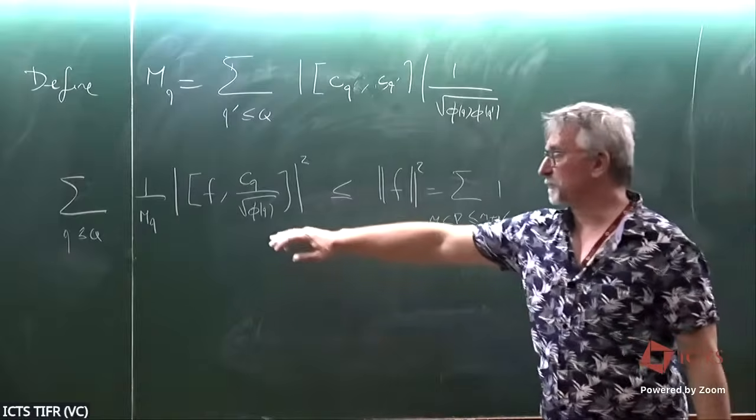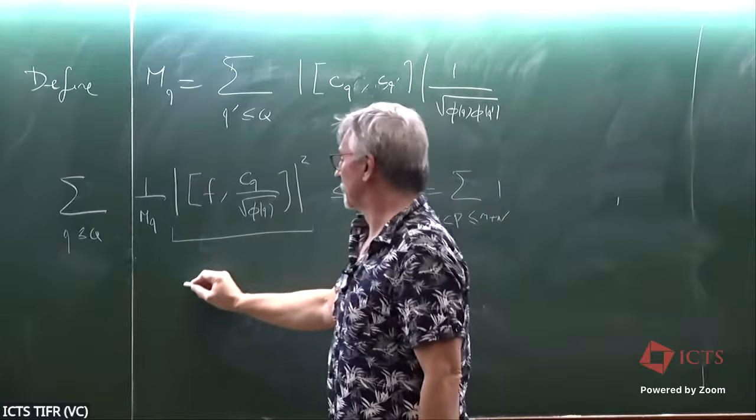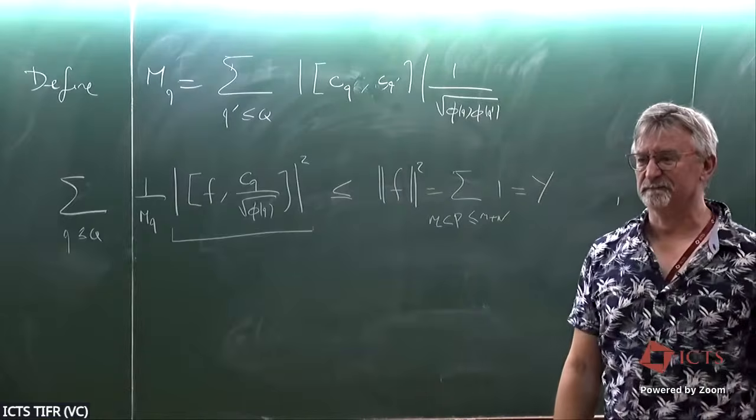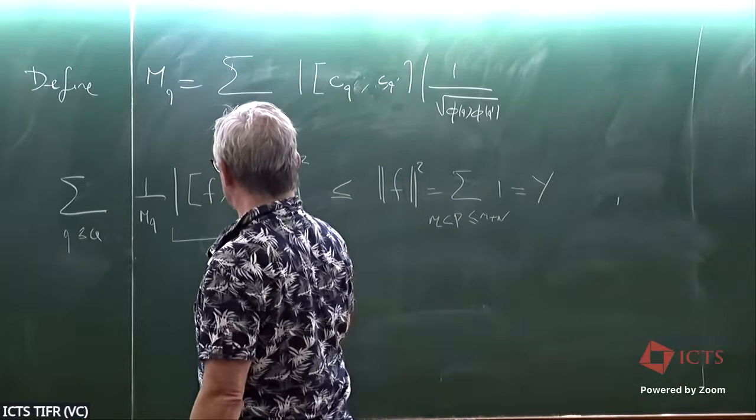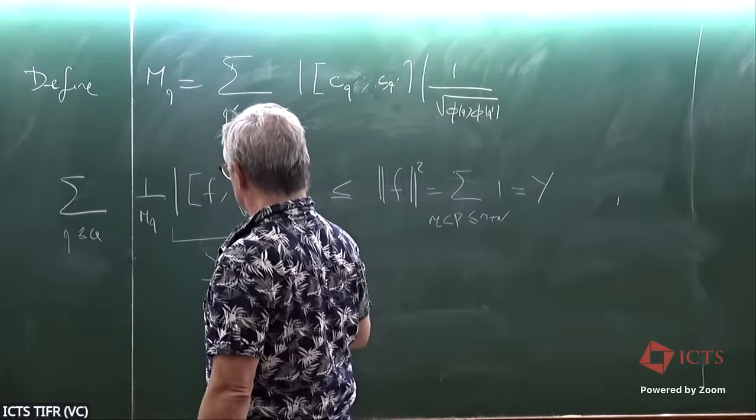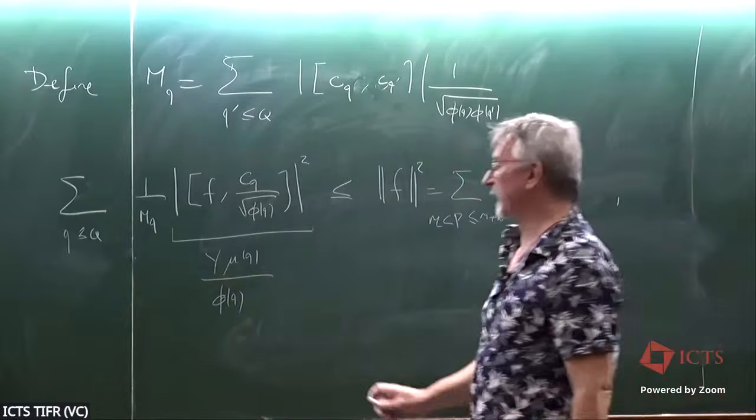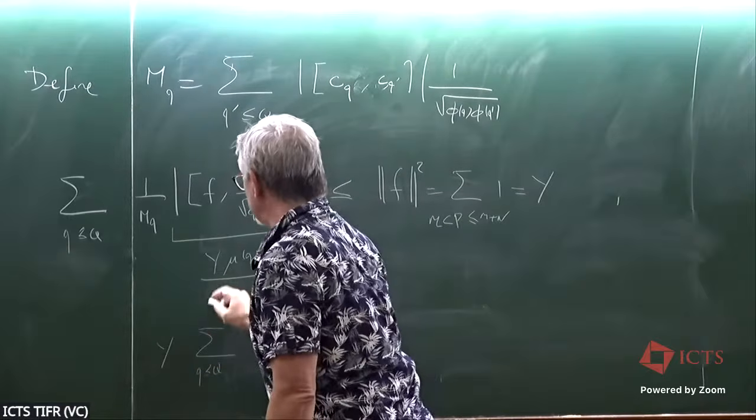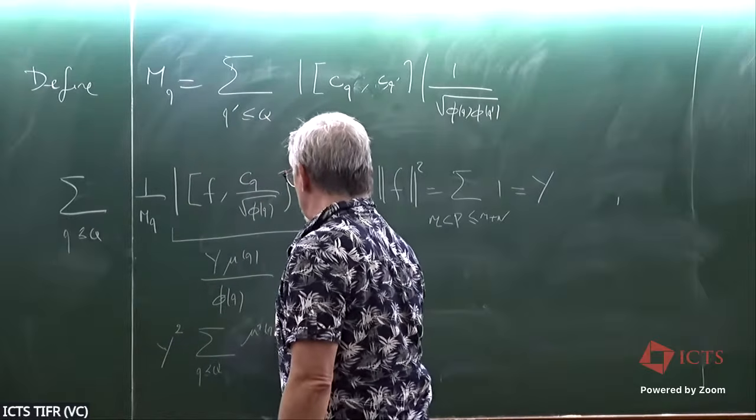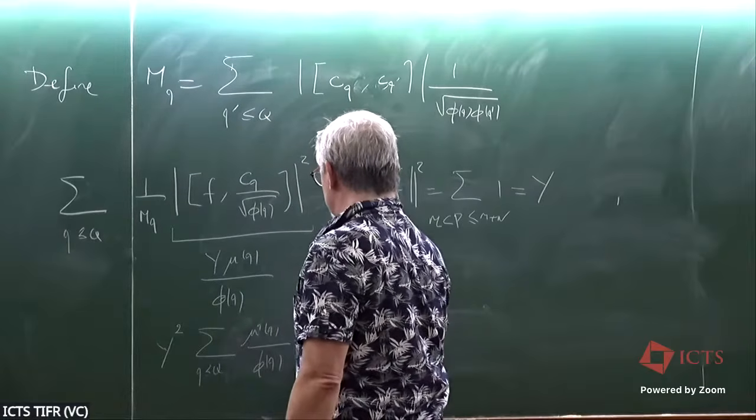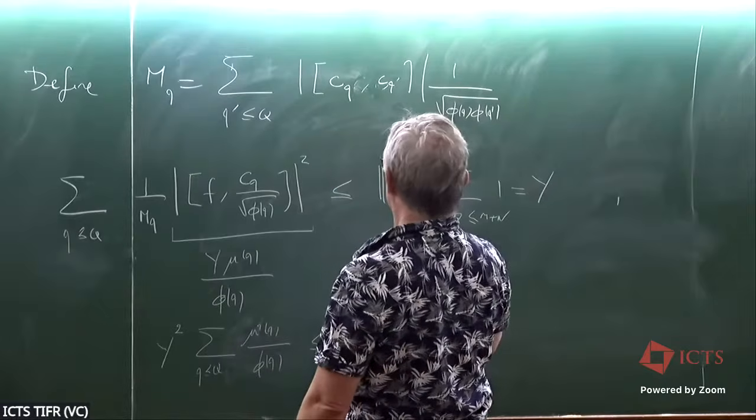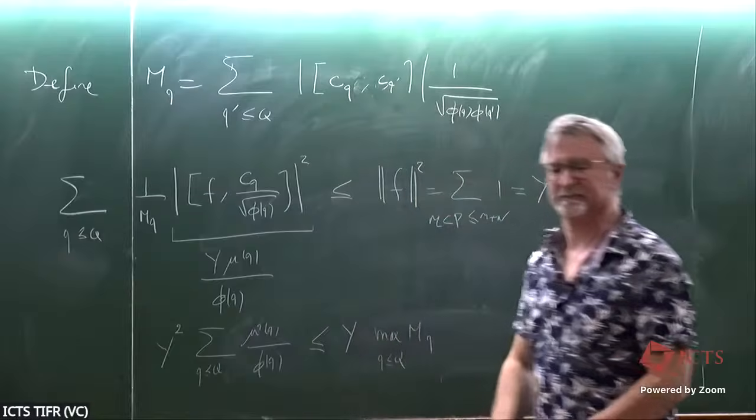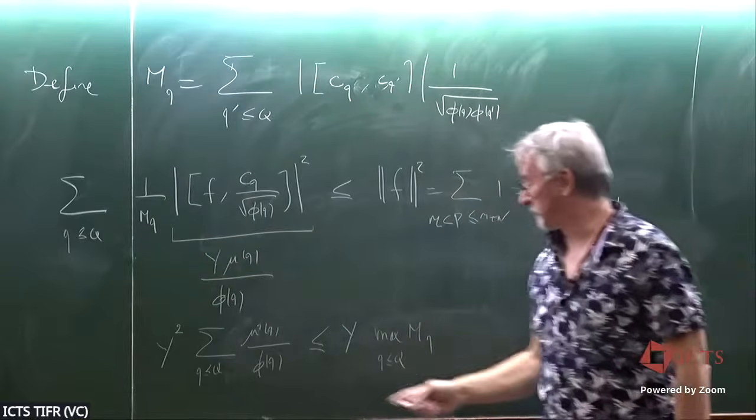But this one, we've just computed. Let me give a name to it. I made a mistake with my Z, so let me call it Y. So this one is equal to Y mu of Q upon phi of Q. So what we have is the sum for Q less than capital Q of Y squared, mu squared of Q upon phi of Q, times 1 upon MQ, less than Y times the maximum of MQ for Q less than capital Q. I'm going to take the maximum because I know they are all going to be of the same size.